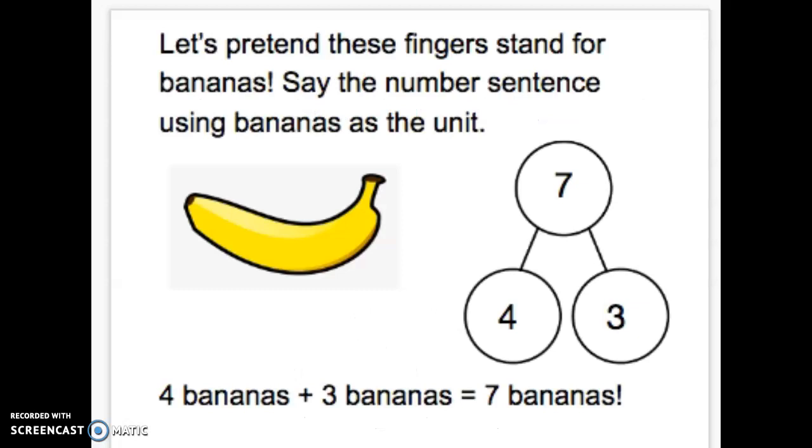Let's pretend these fingers stand for bananas. Say the number sentence using bananas as the unit. 4 bananas plus 3 bananas equals 7 bananas. Part, part, whole.